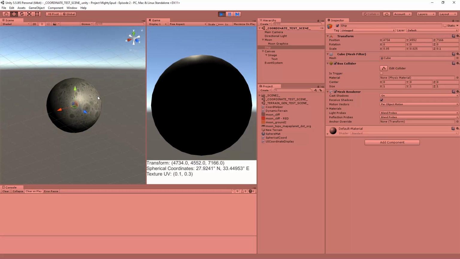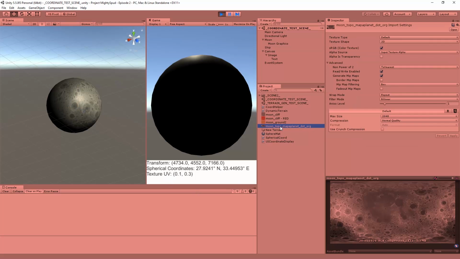So that seems to be lined up with all the axes, right? Yes. So the question is, it's telling me the sphere texture UV is 0.1, 0.3. So if we look at our texture and consider 0.1 on the x, it is not going to be very far this way. 0.3, about a third of the way down.